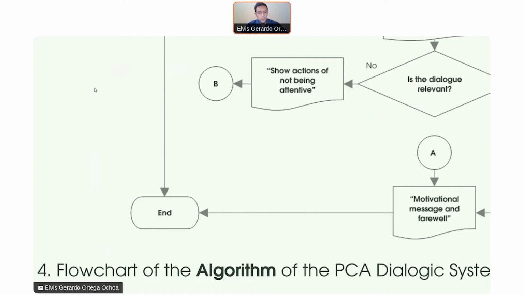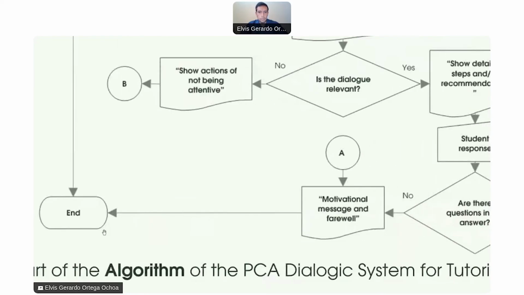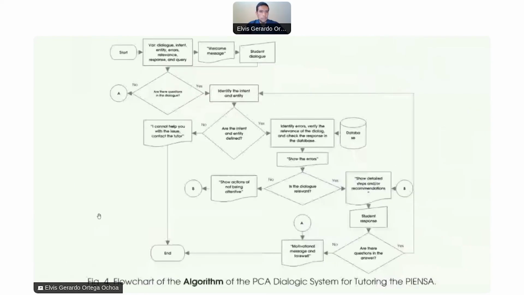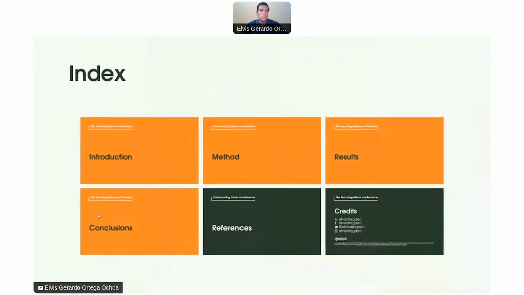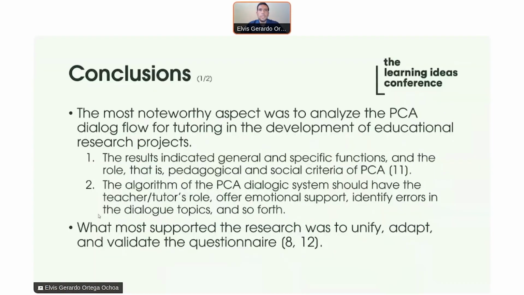About the conclusion, in this case, the most noteworthy aspect of the algorithm determination was to analyze the PCA dialogue flow for tutoring in the developed educational research project, since it allowed for the interpretation of the population perspective, both in generalities and particularities.